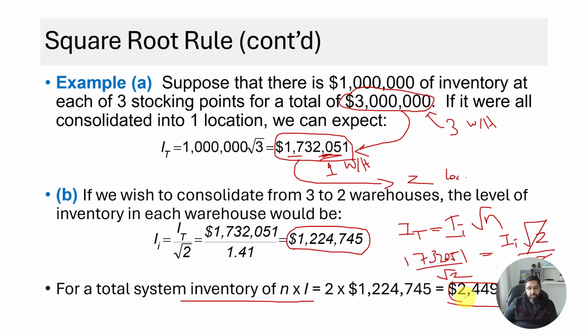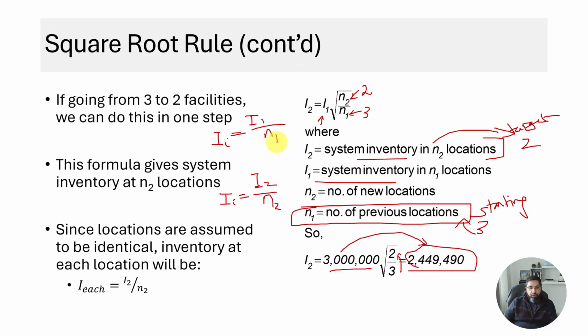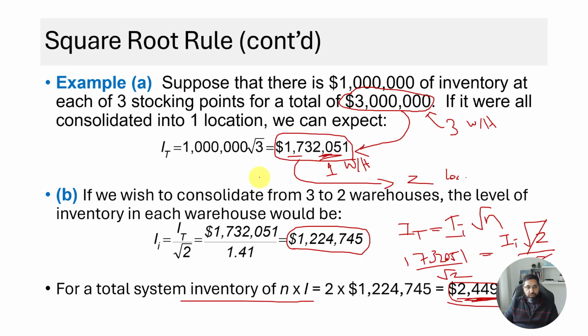And this is exactly what we got in the last part as well, doing a two-step process. But here we can do it in one step very easily. This is an important calculation because you can quickly estimate how your inventory will change when you change the number of locations. So you should be able to do this sort of calculation.